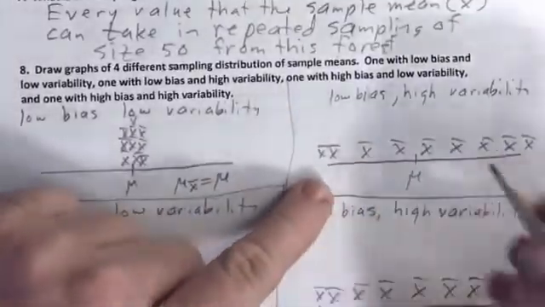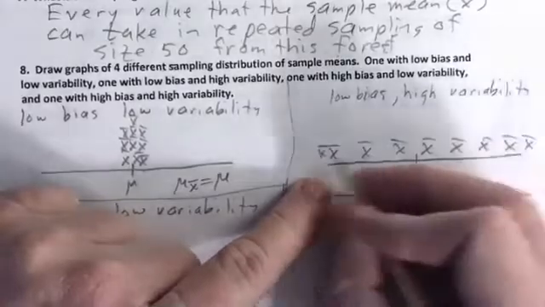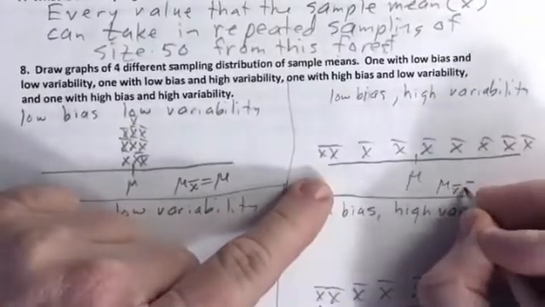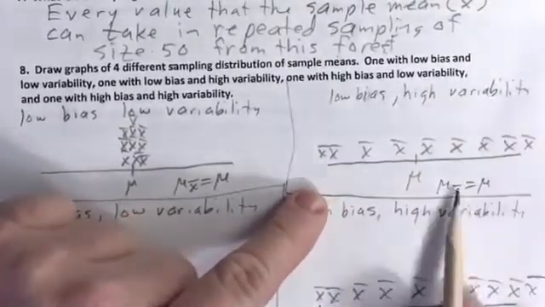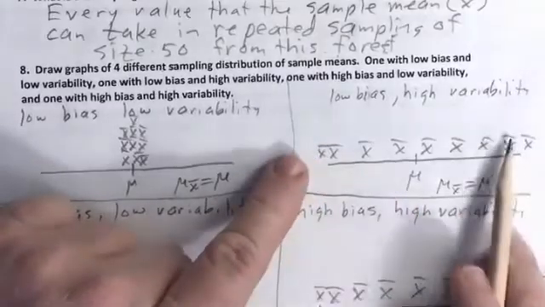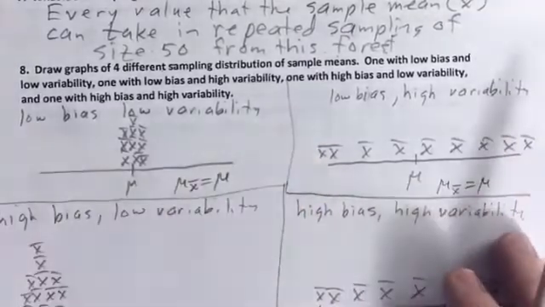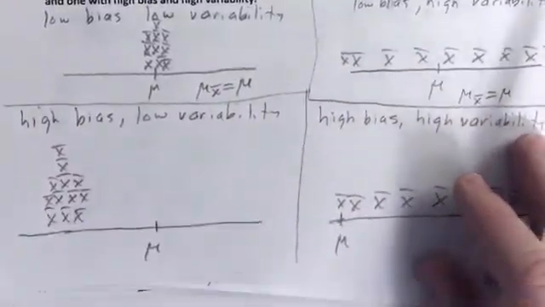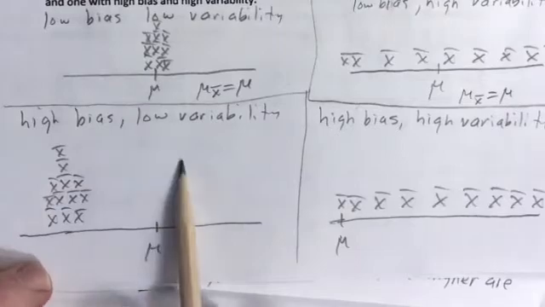And so this would be low bias, high variability. So it's low bias because the mean, if you average these X bars, they appear to equal mu. So the mean of the X bars appears to equal mu, but they're really spread out. So that's high variability. Okay. So then we have this. We have high bias, low variability.